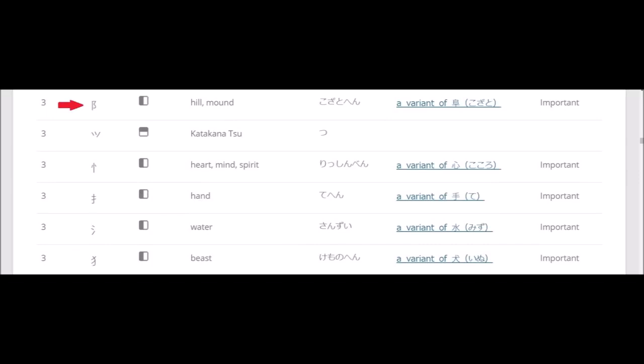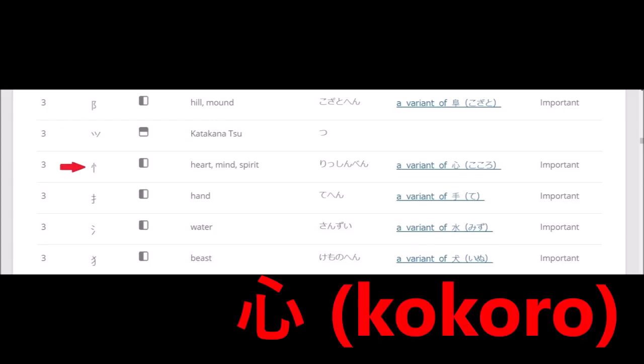If it's on the left side of the kanji, it is kozato hen. And then you've got tsu, katakana tsu, and indeed, it basically just looks like a katakana tsu. All right, risshin ben, that is kokoro, a variant of kokoro you'll see on the right. And when I found out that this radical was the same thing as kokoro, it opened a lot of aha moments in my brain. Kanji started making a little more sense. And it's important. You'll see it a lot.